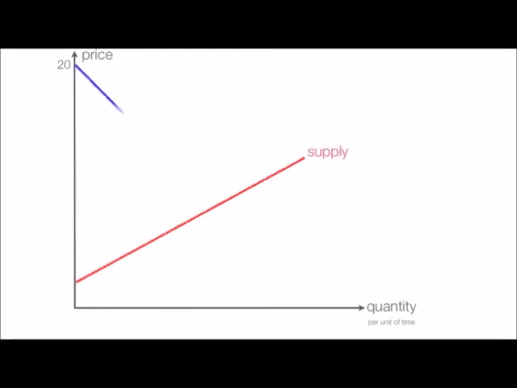As usual, I'll plot price along the vertical axis and quantity per unit of time along the horizontal axis. I'll draw in the supply and demand curves. Where they intersect is equilibrium price and equilibrium quantity. I'm going to go ahead and fill in some additional numbers here. I'm just making these up on a nice little grid.